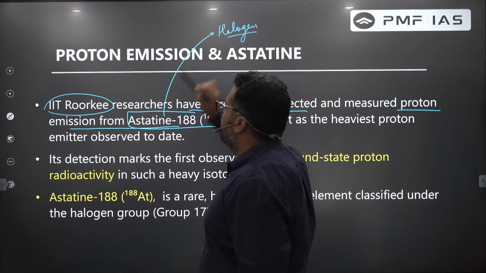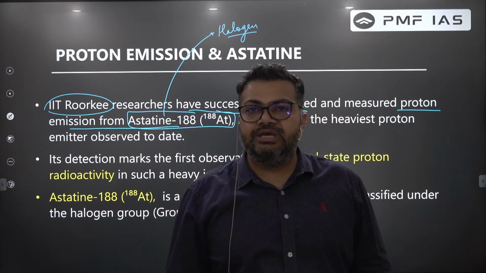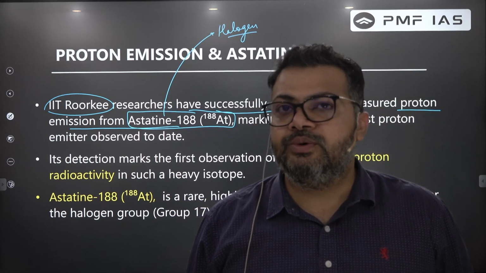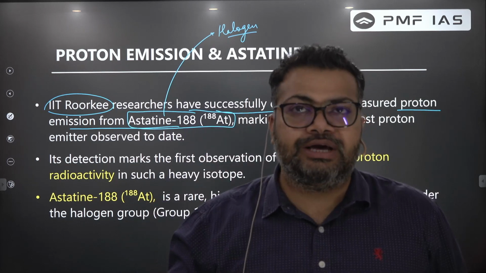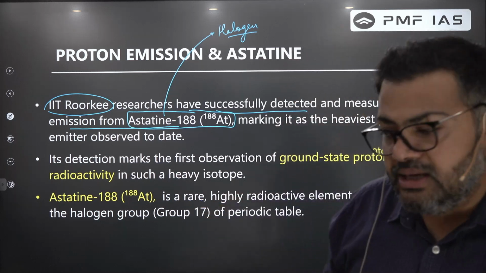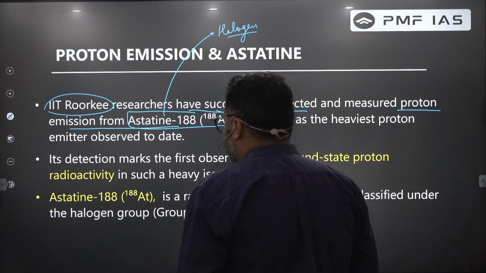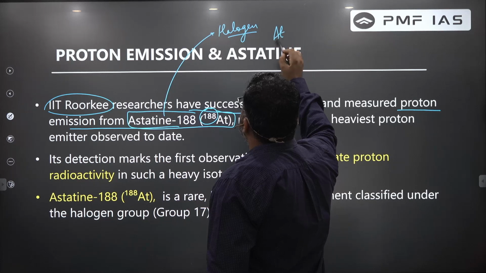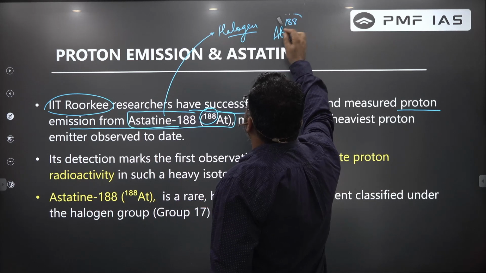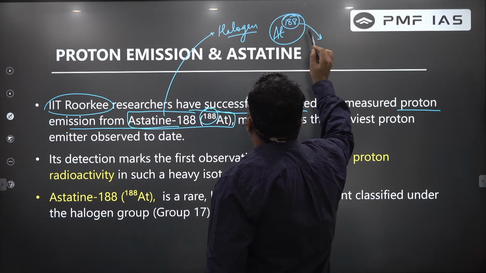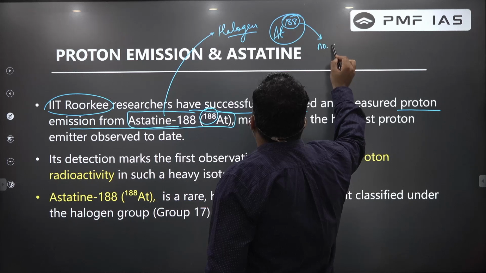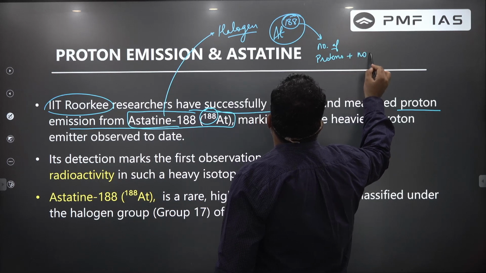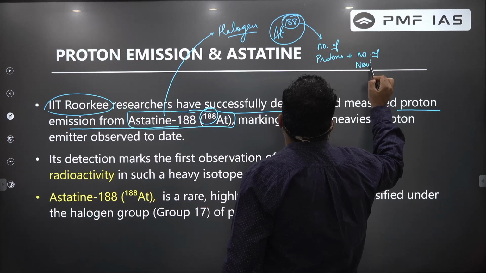Halogens basically are those elements like fluorine, chlorine, bromine. These are called as halogens, right? So Astatine happens to be one of the elements that lies in the same group of elements like fluorine, chlorine and bromine called halogens. And this has a mass number of 188. So we write Astatine as 80 with a mass number of 188. 188 basically means this is the number of protons plus number of neutrons present inside the nucleus.